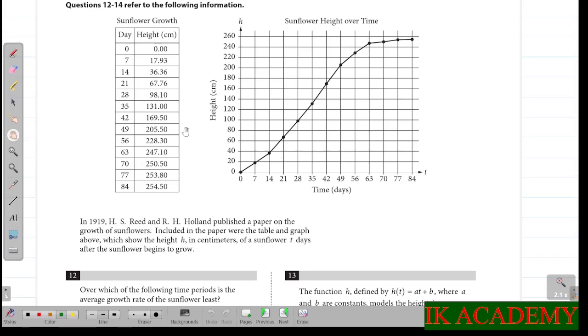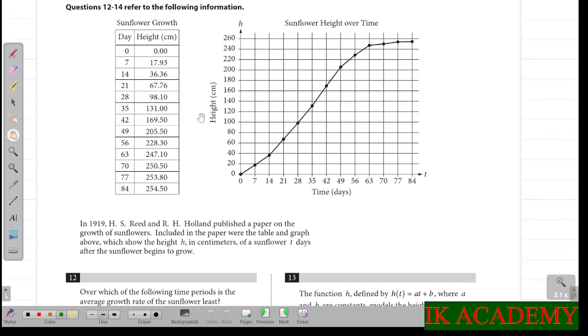Our next question is questions 12 to 14, which refer to the following information. So we have the following information. Let's read the question first.